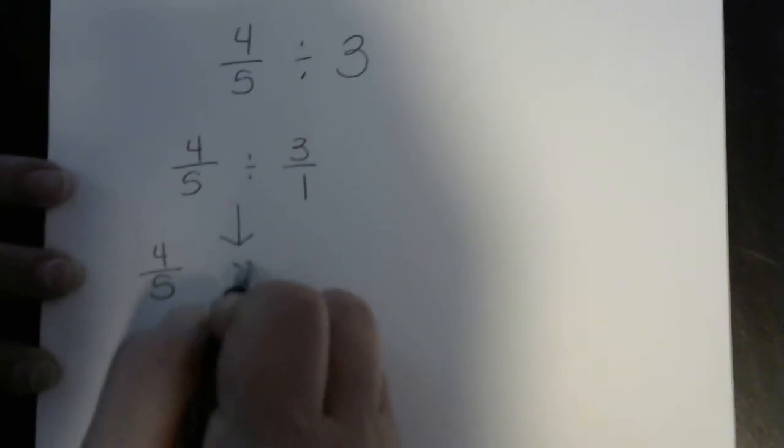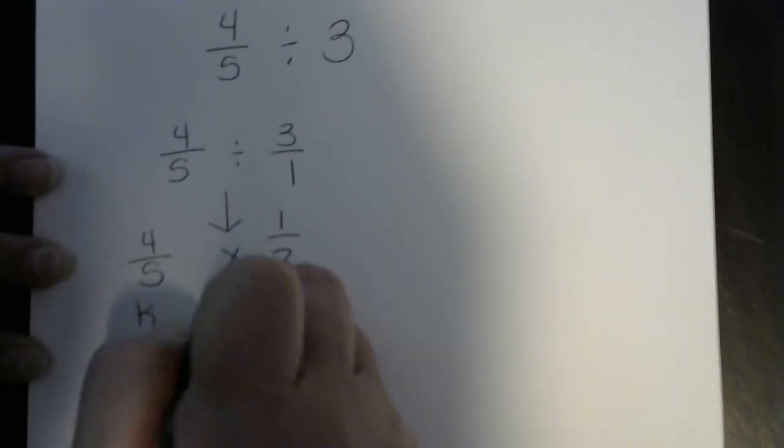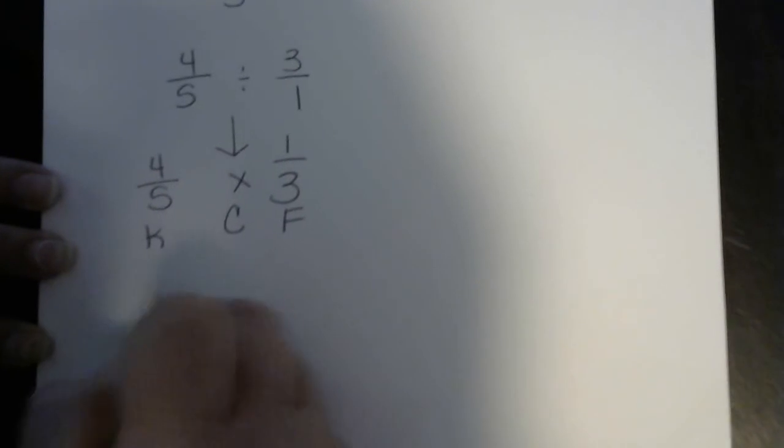The next thing we're going to do is keep the first fraction. So we have 4/5. We're going to change our sign to multiplication. And then we are going to flip our second fraction upside down. So we keep, change, flip. And now we follow the steps for multiplication. We have 4/5 times 1/3.